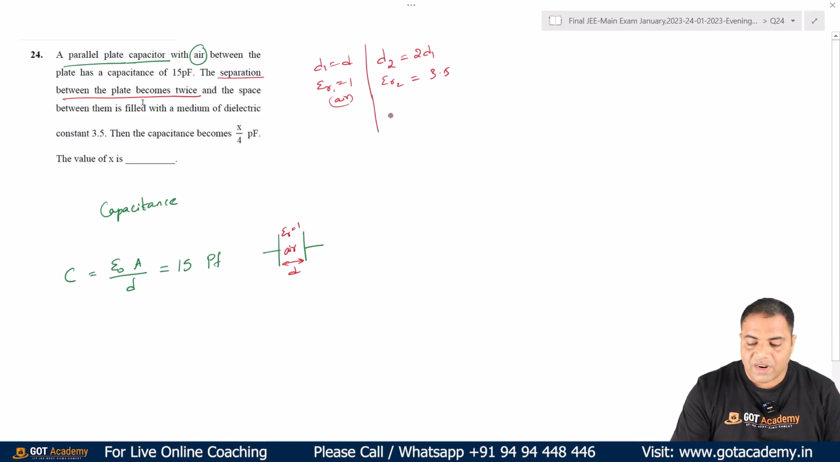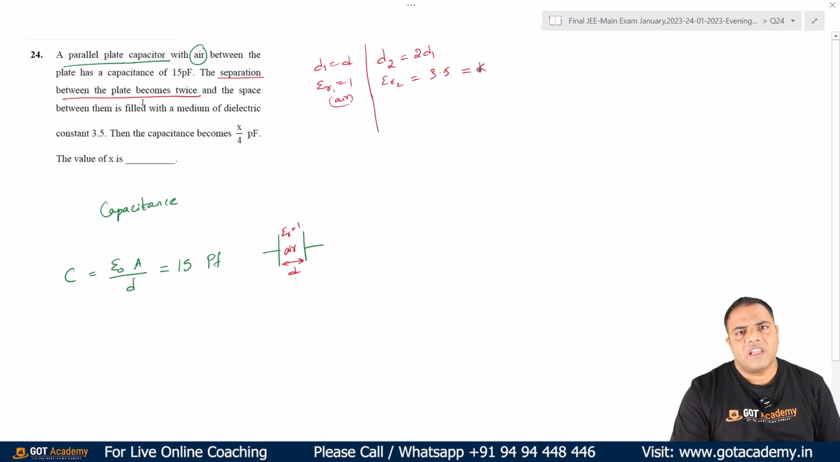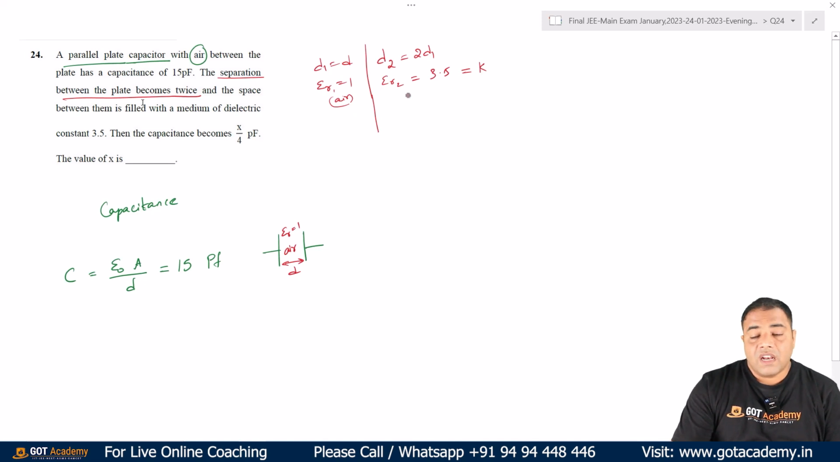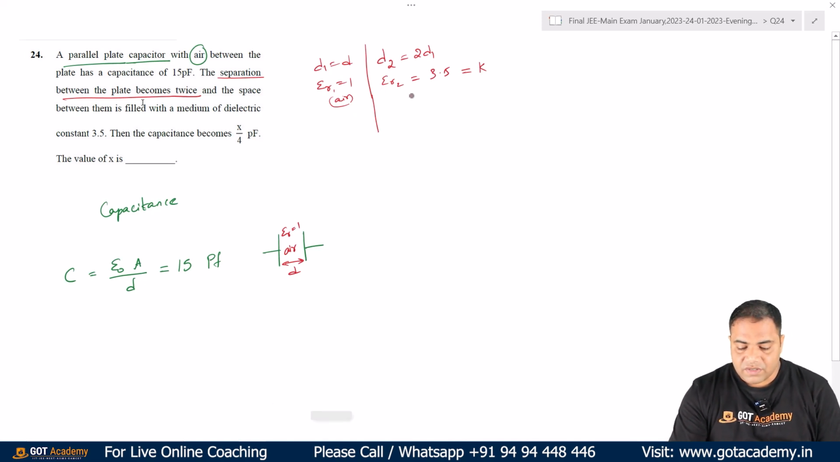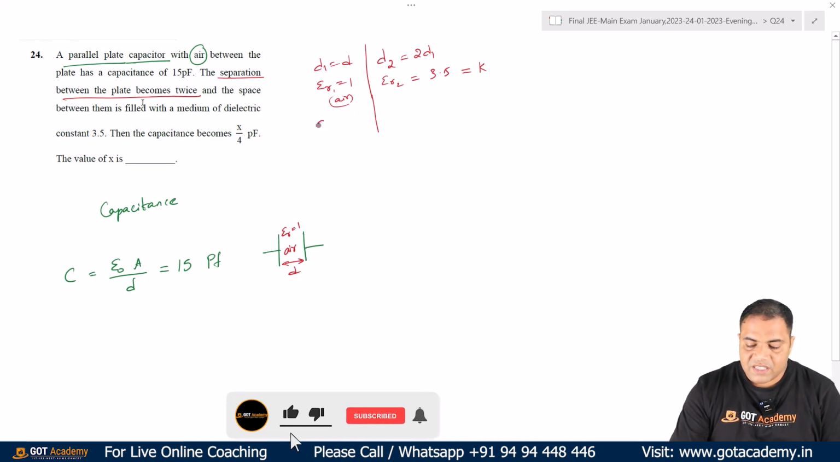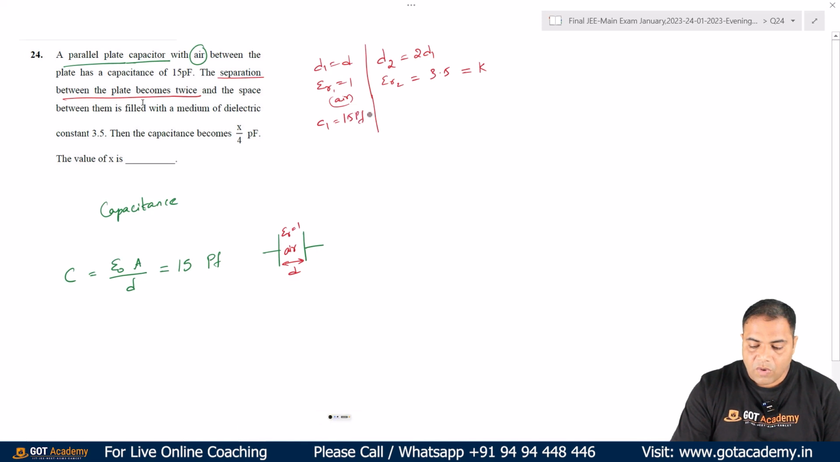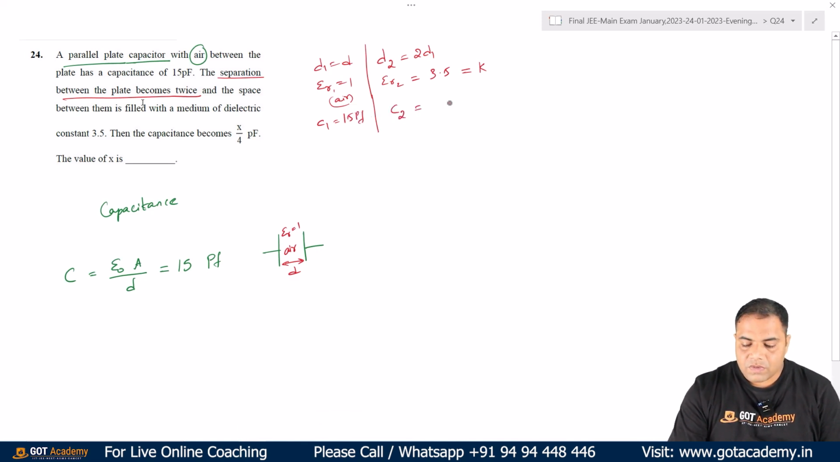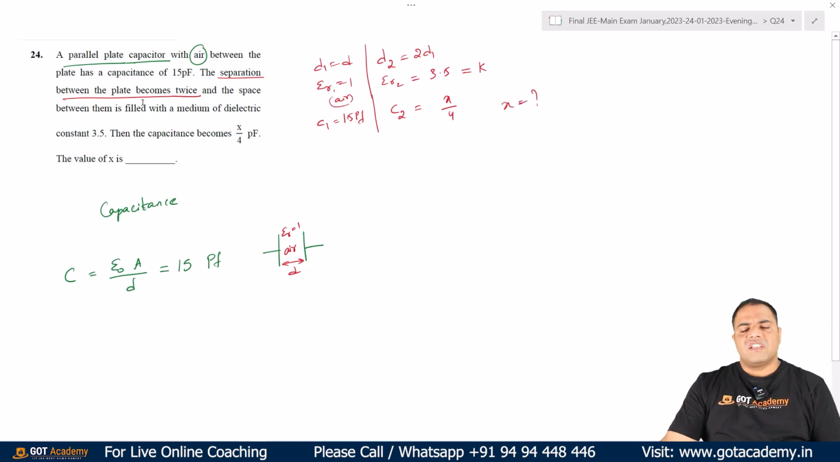These are things you have to understand. The other symbol is K. You can write this relative permittivity as the dielectric constant. Previously, C1 is given as 15 picofarad. Now, what is asked is C2, the capacitance. It was given as X by 4. So what is X? We have to focus on these cases.